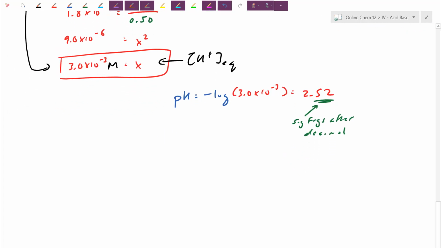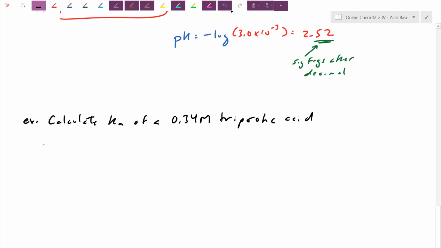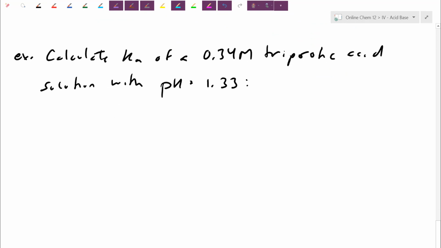I'm just going to practice one more of these with you here. We are going to need an ice table, and we're going to see how this way of writing is a little bit different. So I want you to calculate the Ka of a 0.34 molar triprotic acid solution with a pH of 1.33. Okay. So yeah, they are still asking us about doing Ka, so it sort of fits in this section, Ka calculations.